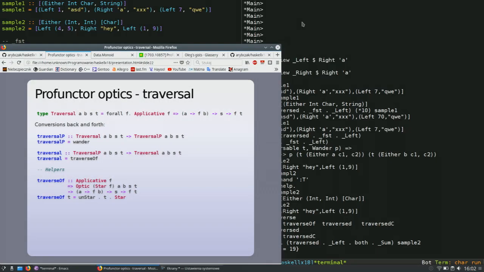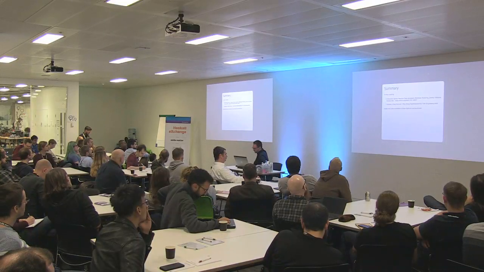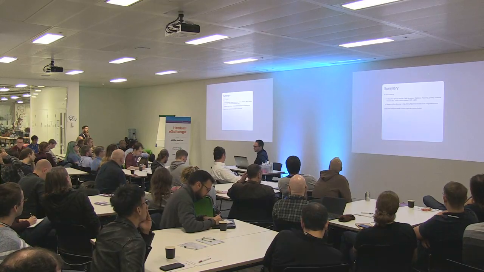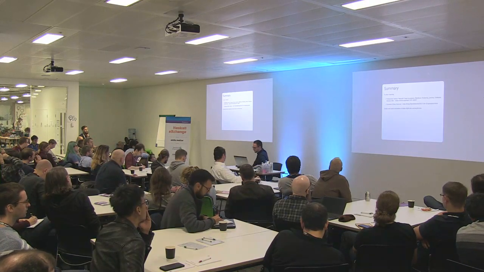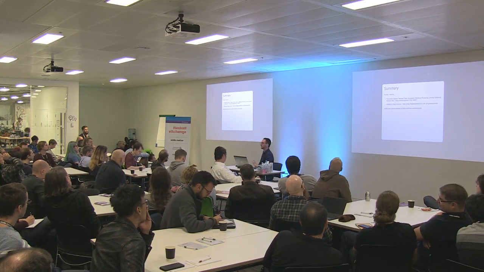Okay, I have one more slide actually. The summary. So that was based on the Profunctor Optics: Modular Data Accessors paper. So you can look at this if you want some more details, and also the glossary post by Oleg. And the slides and code will be available on my GitHub. There is a repo for that, although it doesn't have the latest version because my Git broke. But yeah, I will update it on Sunday or something. So yeah, that's it. Thank you.